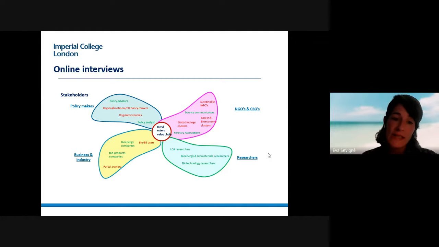As a summary, you will see in green the representatives that we were able to engage with, and in red, representatives or categories of stakeholders that it was very difficult or impossible to engage with. And as an interesting fact, you will see that researchers are more willing to participate and help other researchers in the process.